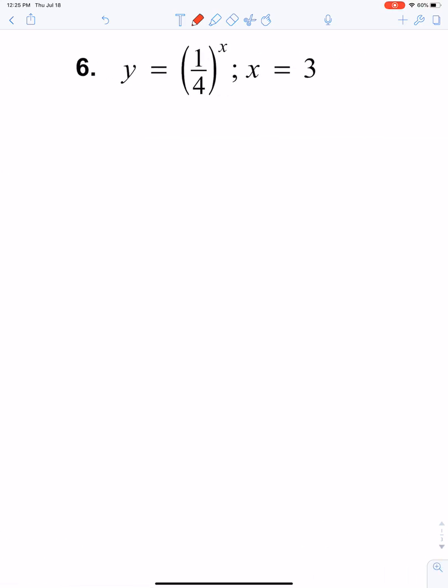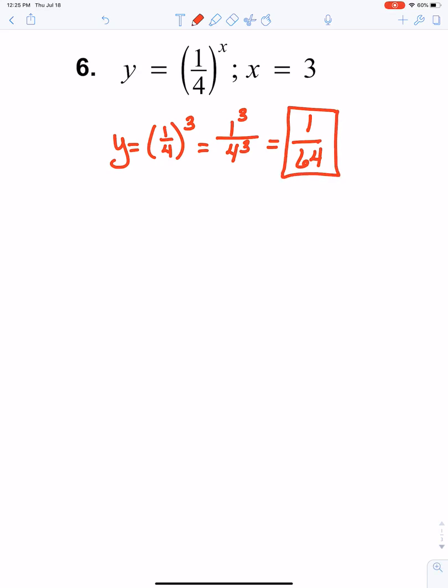Number 6. Y is equal to 1/4 to the x power. If x is 3, we can separate this into 1 to the 3rd power over 4 to the 3rd power. 1 to the 3rd power is 1. 4 to the 3rd power is 64.